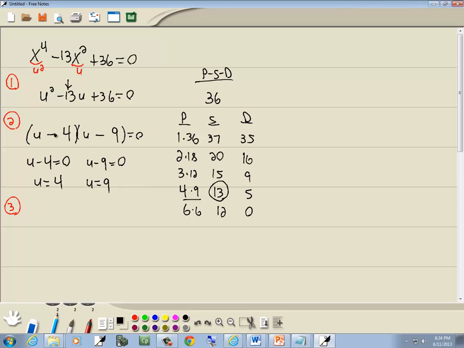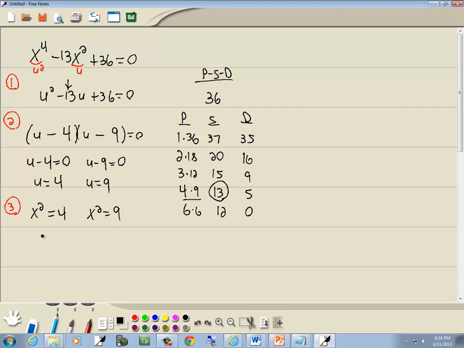Step 3. Plug u equals blank back in and solve for x. Well, in this particular problem, we said u is equal to x squared. It's always the variable part of the middle up here. So we're going to replace the u with x squared. So we've got x squared is equal to 4, and x squared is equal to 9.